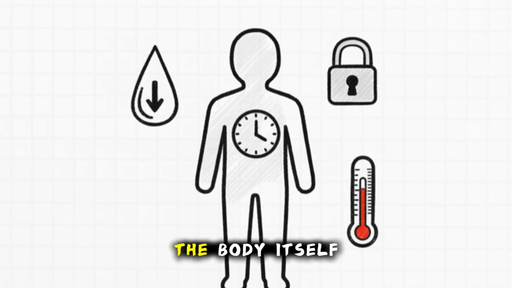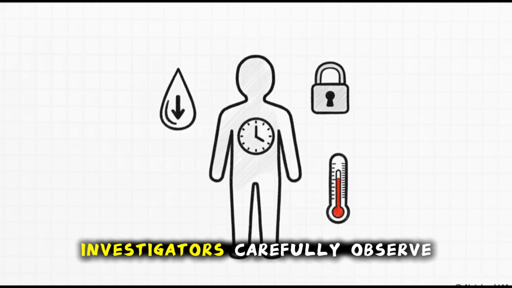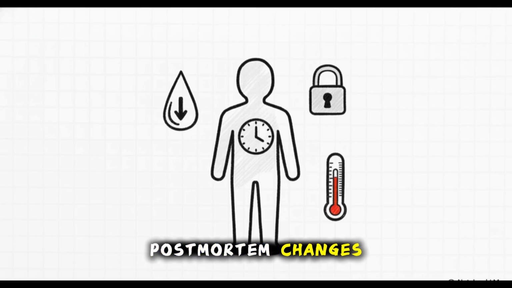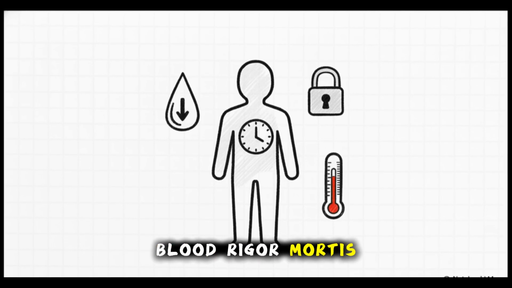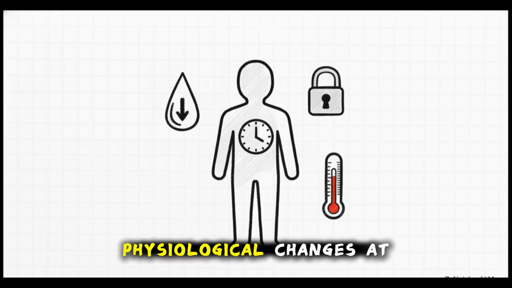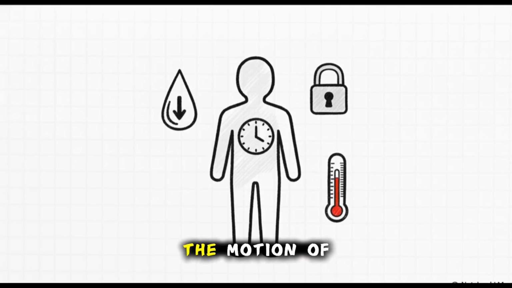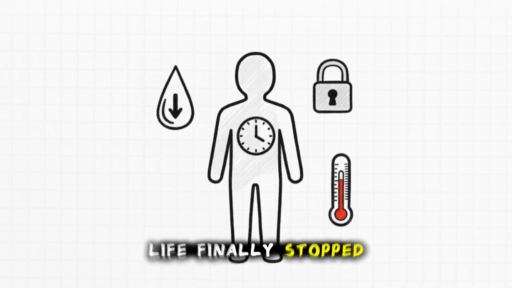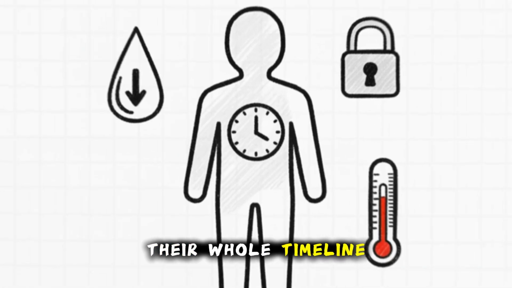And of course, the body itself is the ultimate piece of evidence. Investigators carefully observe postmortem changes. They're checking for livor mortis, the settling of blood, rigor mortis, the stiffening of muscles, and algor, the temperature change of the body. By tracking these physiological changes at the scene, investigators can pinpoint the exact time the motion of life finally stopped. It essentially serves as a vital biological anchor for their whole timeline.